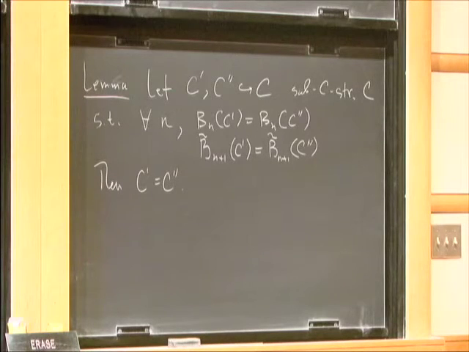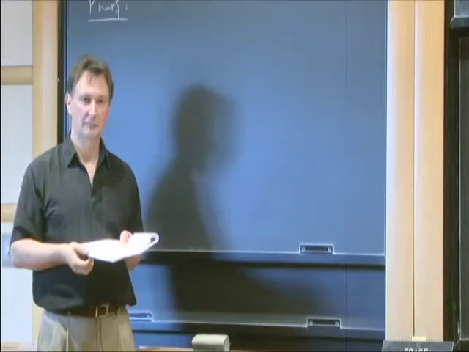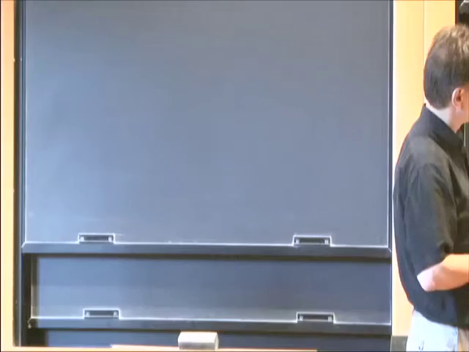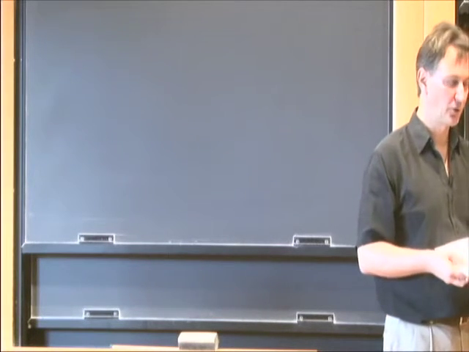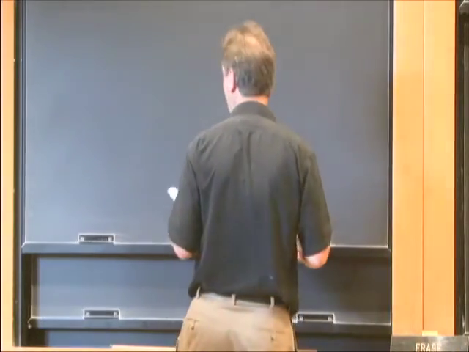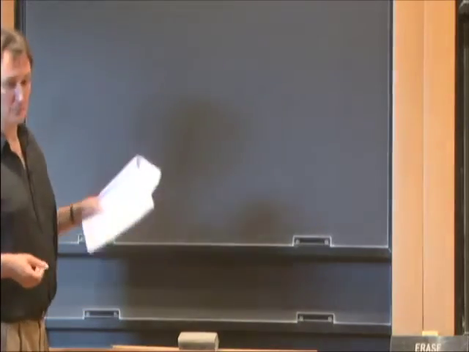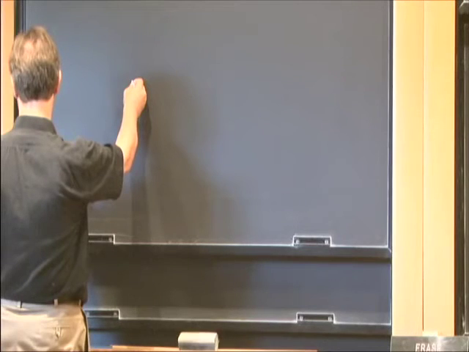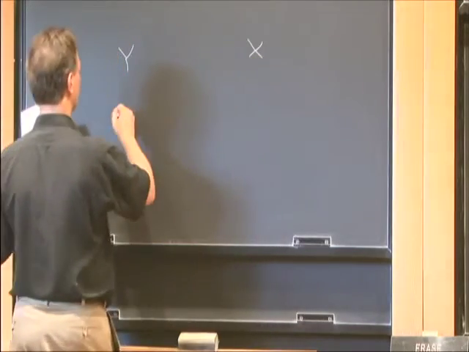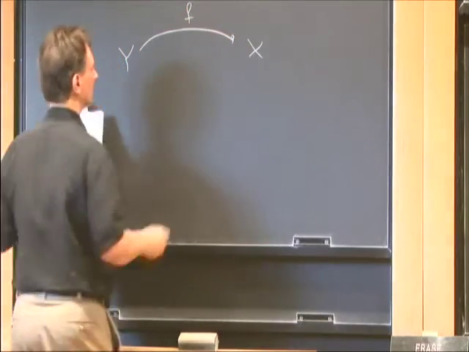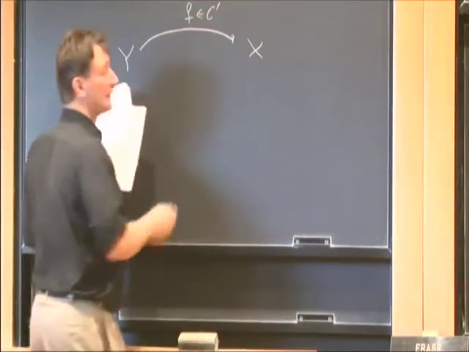So the proof is simple. We only need to show that the sets of morphisms for these two sub-objects coincide. So it's enough to show that the set of morphisms in C prime is a subset of the set of morphisms in C2 prime. So suppose I have some y and x, and a morphism f going from y to x, and suppose it belongs to C prime. I want to prove that it belongs to C2 prime.